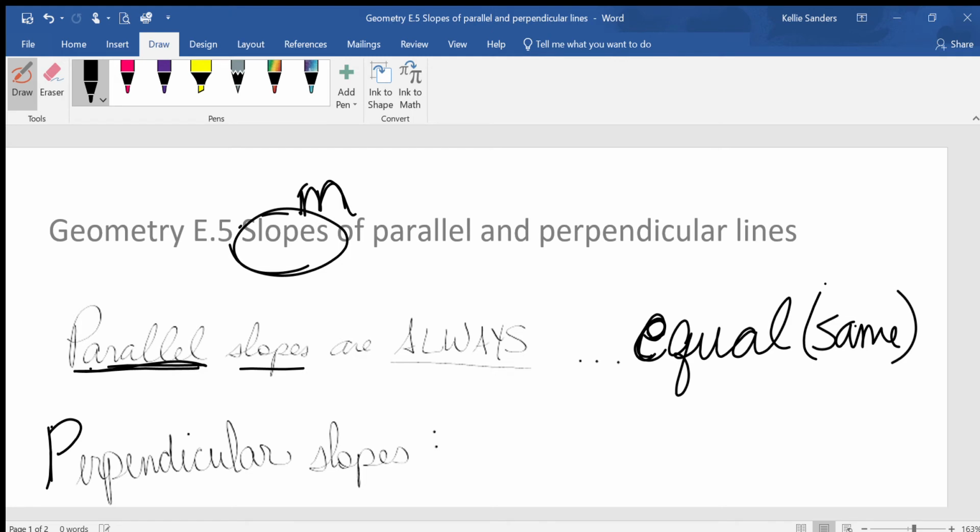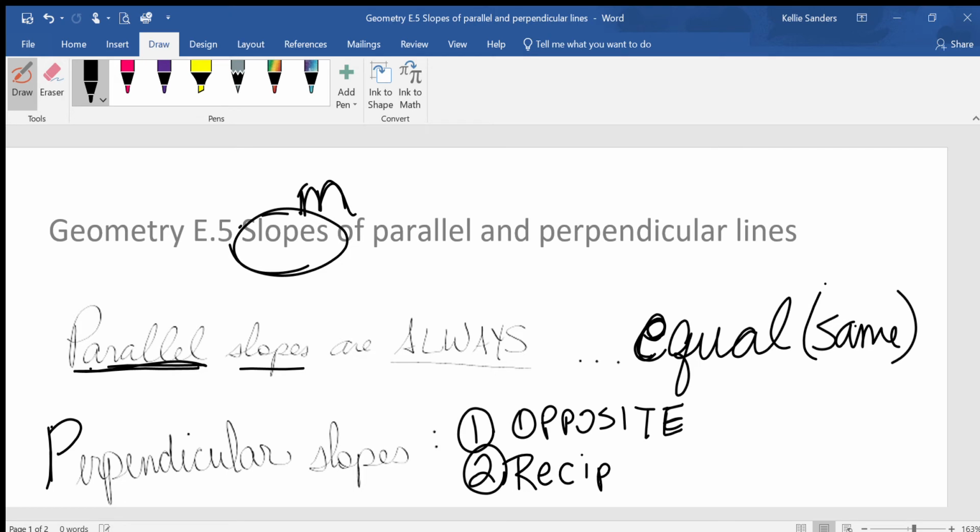Okay? Now, perpendicular is not as easy. There's two things, and both of them must happen. If you know the slope of one line, and you're told another line is perpendicular to it, then its slope is opposite what the slope of the first line is, so if the first slope is positive, then the second slope is negative. If the first slope is negative, then the second slope is positive, okay? So opposite and reciprocal. What does reciprocal mean? Flip the fraction. Okay, so both things have to happen, not just one.